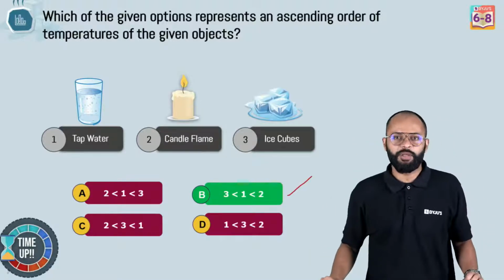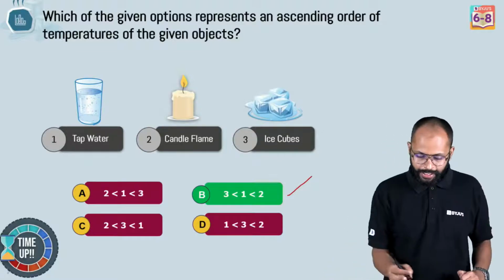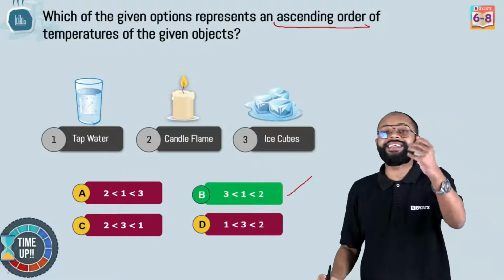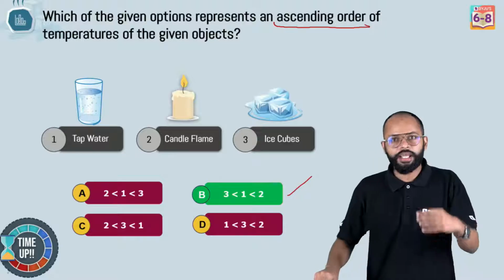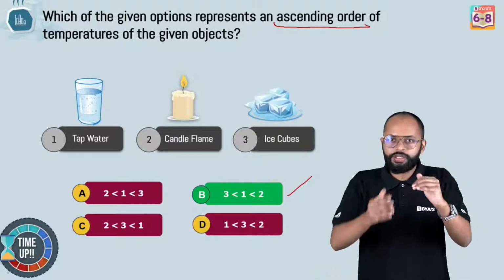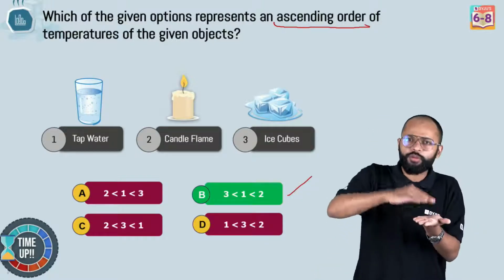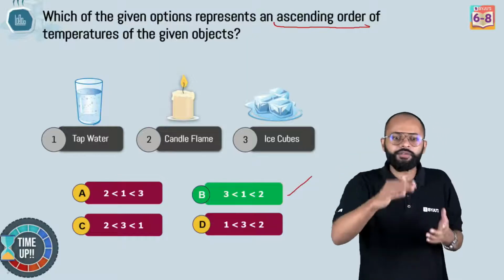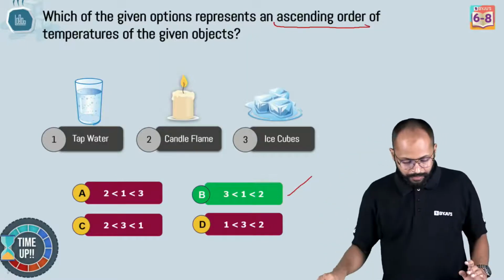Why is the answer B? Let's understand that. In ascending order, first of all, what does ascending mean? Increasing, right? You start with the lowest or smallest and you go one level up and up and up, right? So ascending means increasing. Fine.